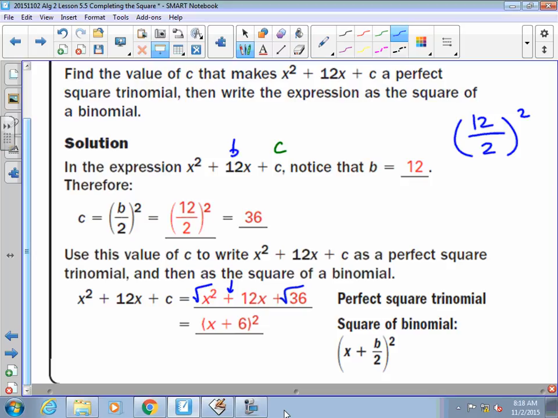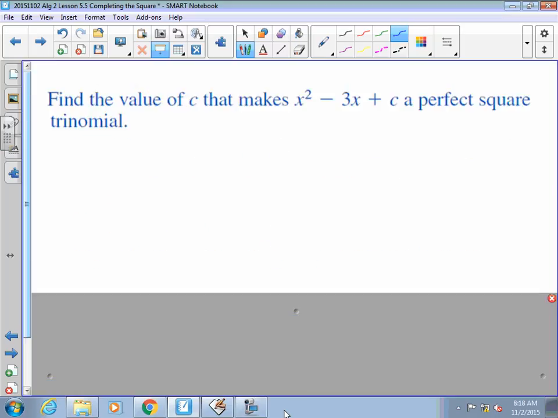So let's look at another example like this on the back. x squared minus 3x plus c. On the back, find a new value for c. c is equal to b over 2 squared. So take about 20 seconds and find that answer for me real quick. b over 2 squared. Give me a new value for c.